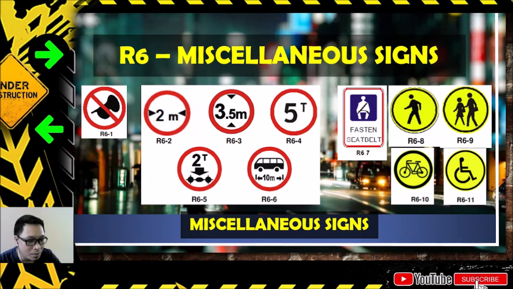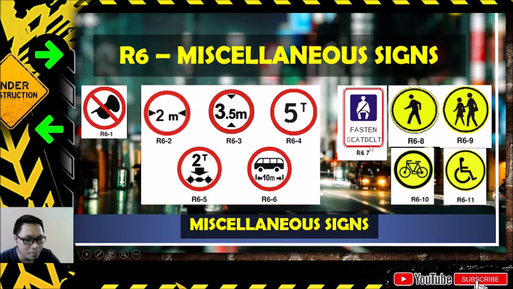Next, we have miscellaneous signs such as this one, which means no blowing of horns. Then we have 2 meters width restriction, meaning we are talking about horizontal clearance of 2 meters. Then we have 3.5 meters, which means a vertical clearance of 3.5 meters is allowed. Then we have 5 tons, a weight limit. Then we have trailer must have 2 tons. Then we have buses, or let us say vehicles, must have at least a length of 10 meters.